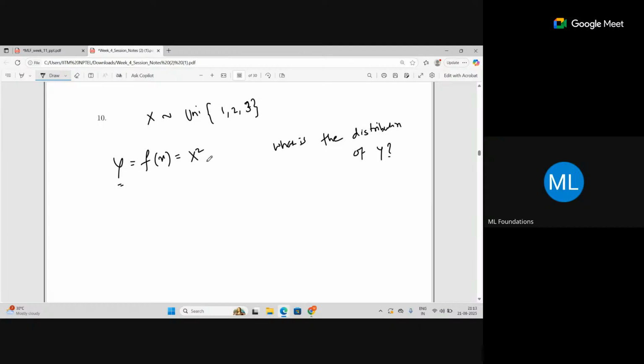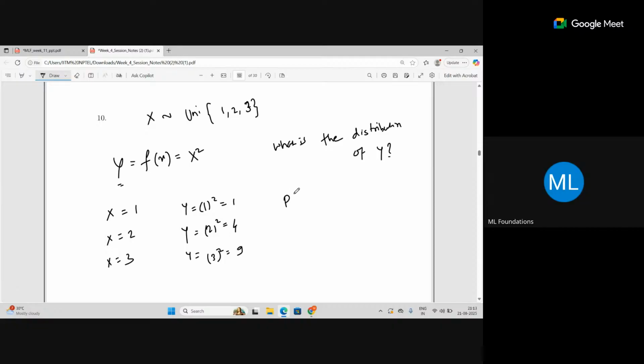X takes values 1, 2, and 3. So if x equal to 1, what is the value of y? It is 1 square, that is equal to 1. If x equal to 2, y equal to 2 square, which is 4. And if x equal to 3, y is equal to 3 square, which is 9. So y takes values 1, 4 and 9. What about its probabilities?